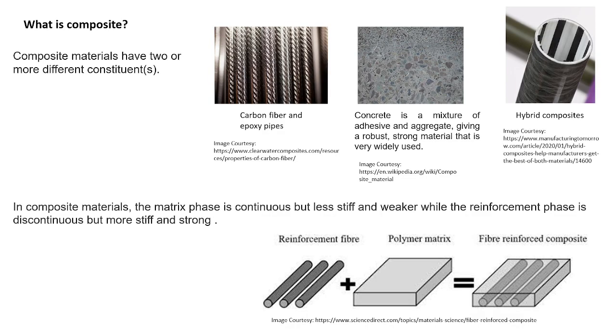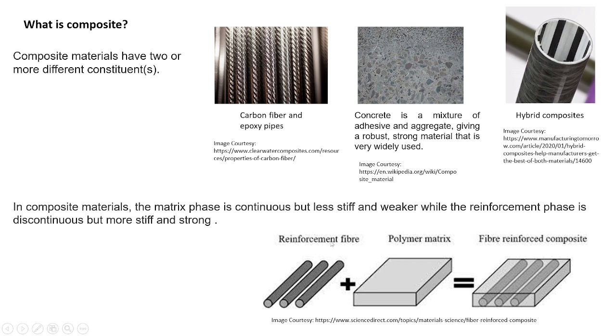Composite materials have two or more different constituents. As you can see in the diagrams, there are two or more constituents. Like in the concrete, it has a mixture of adhesive and aggregate giving a very strong material that is very widely used, as well as it can have mostly two, that is a reinforcement and the matrix. In a composite material, the matrix phase is continuous but less stiff and weaker, while the reinforcement phase is discontinuous but more stiff and strong.